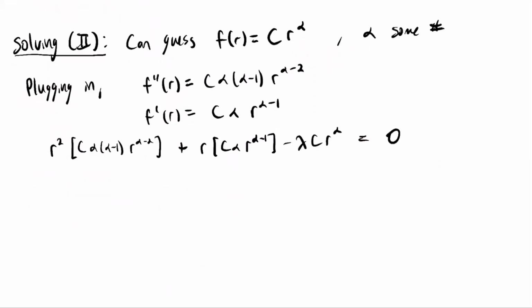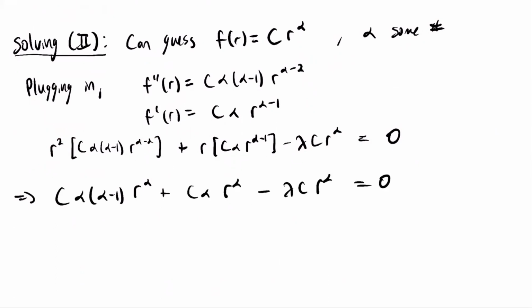Now if I simplify this a little bit, notice that I have r squared here and r to the alpha minus 2 here, so I'm just going to get r to the alpha, and similarly here. So this implies that I have c times alpha times alpha minus 1 r to the alpha plus c alpha r to the alpha minus lambda c r to the alpha is equal to 0. Now let me divide by c and eliminate common terms. And so I end up with, well, we want to figure out what alpha has to be.